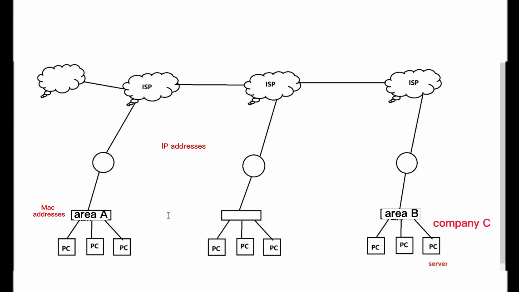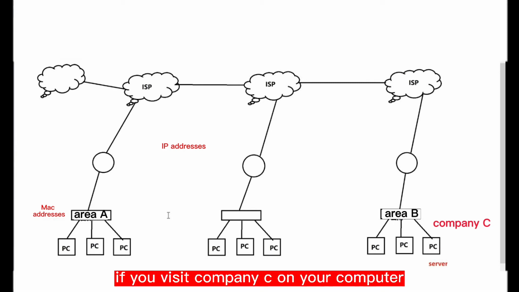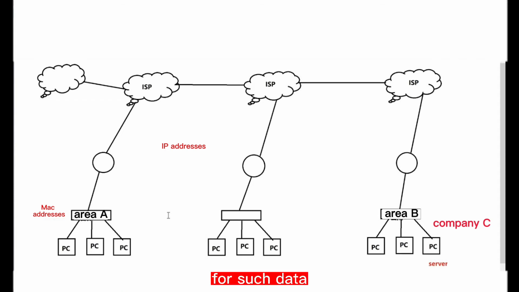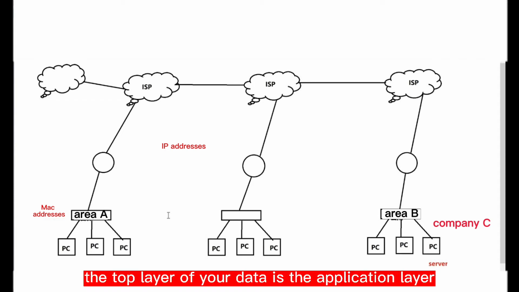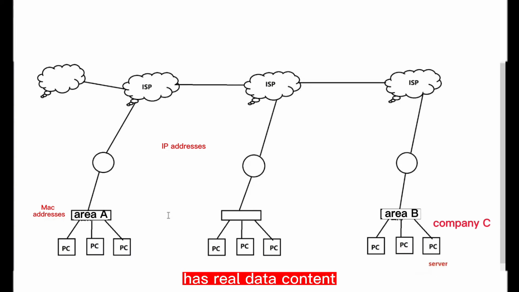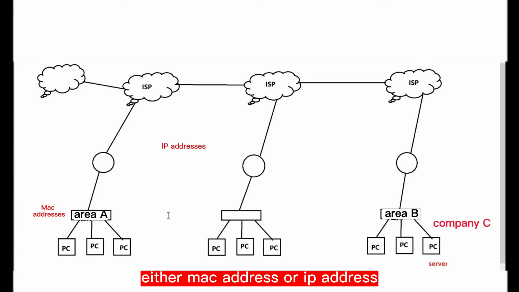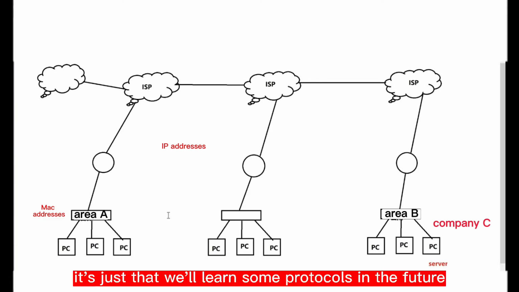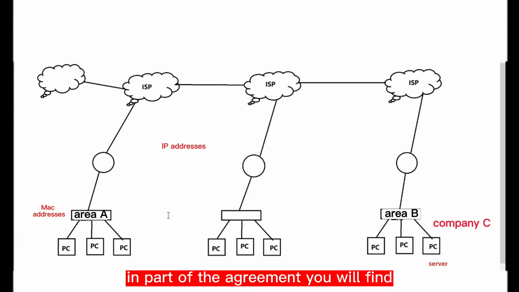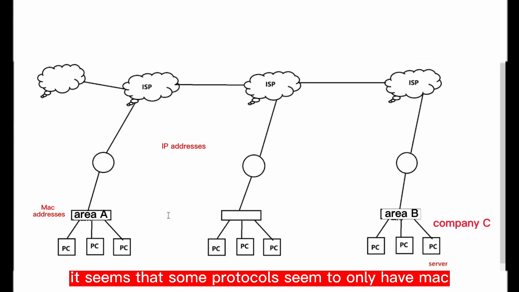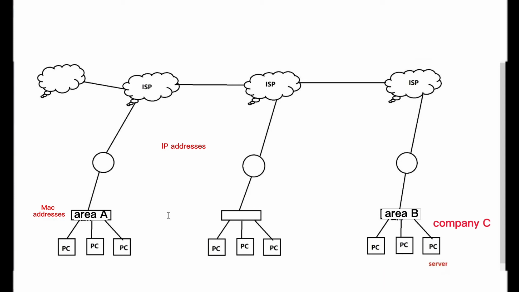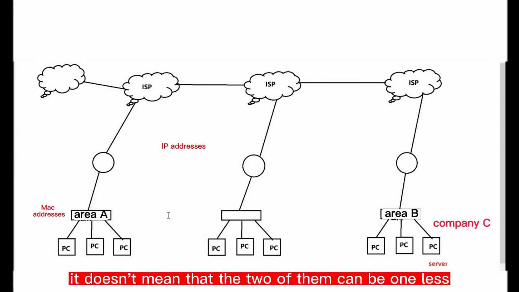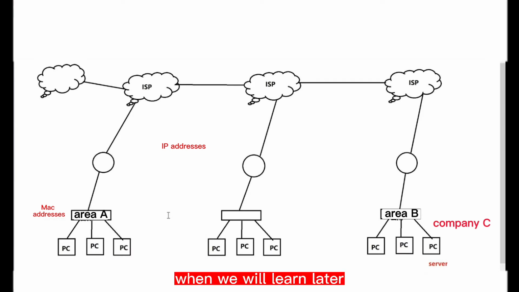For example, if you visit Company C on your computer, this data is called business data for Company C. For such data, the top layer of your data is the application layer, which has the real data content. Then for such data, either a MAC address or an IP address must be present. It's just that we'll learn some protocols in the future, and in part of the agreement you will find that some protocols seem to only have MAC and no IP. It doesn't mean that one of the two can be left out. We will learn about that later.